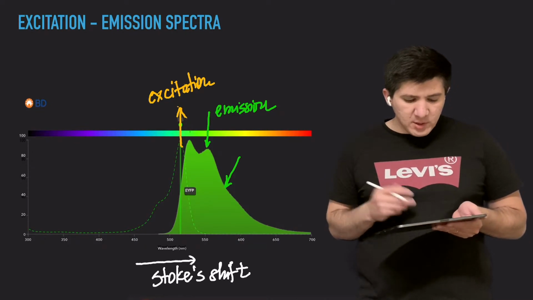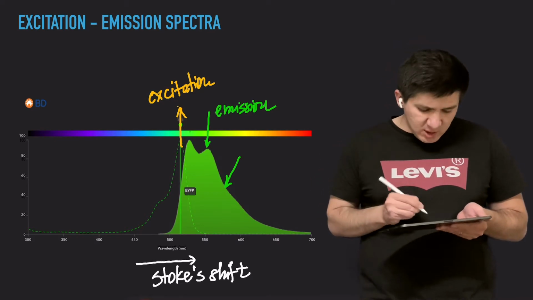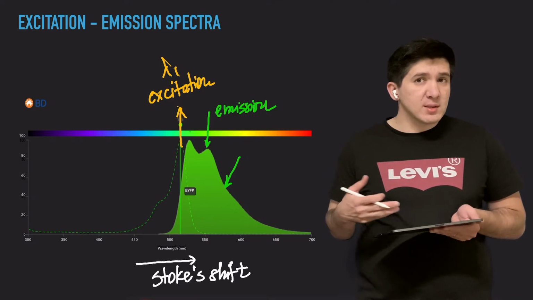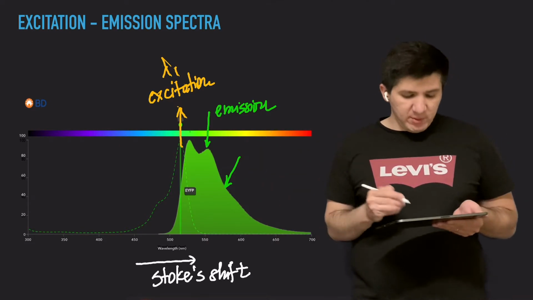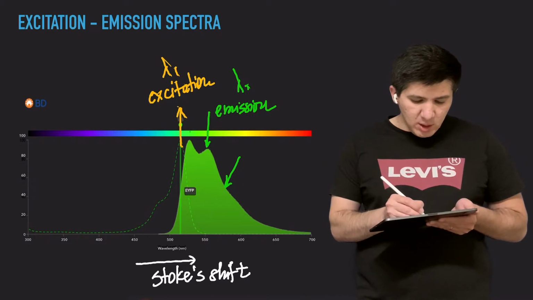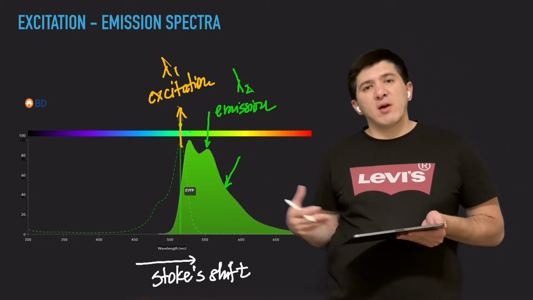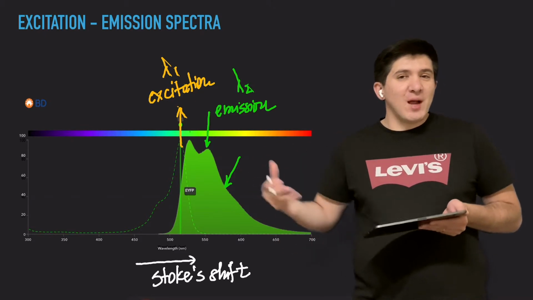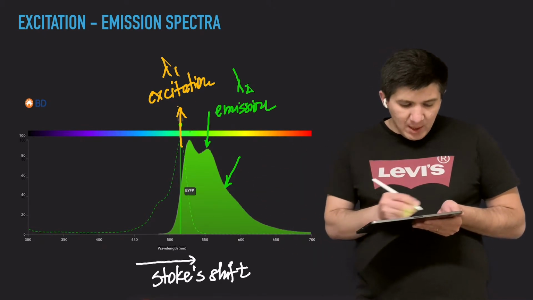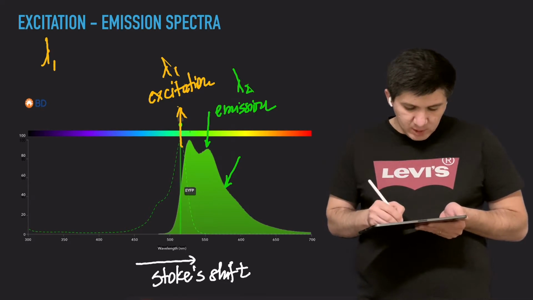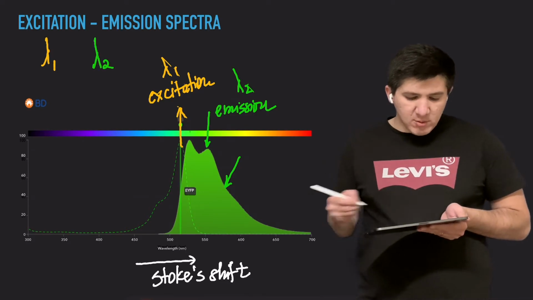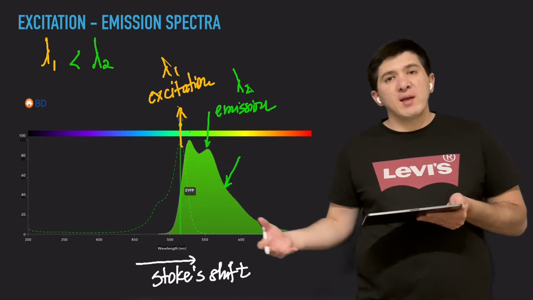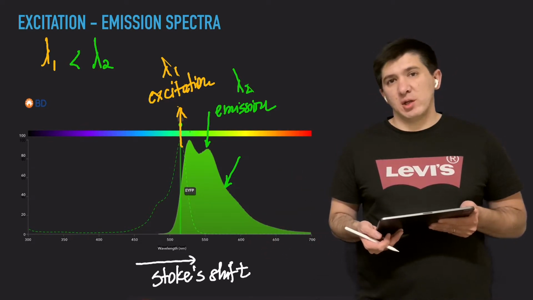If I denote lambda 1 as the wavelength which can excite the fluorophore, and lambda 2 as the wavelength of the light which has been emitted, which lambda is going to be longer, lambda 1 or lambda 2? Obviously, from this graph, I can see that lambda 2 is going to be longer. And if you remember, the wavelength is inversely proportional to the energy, right?